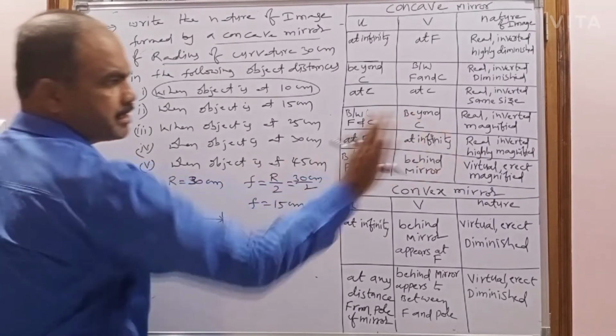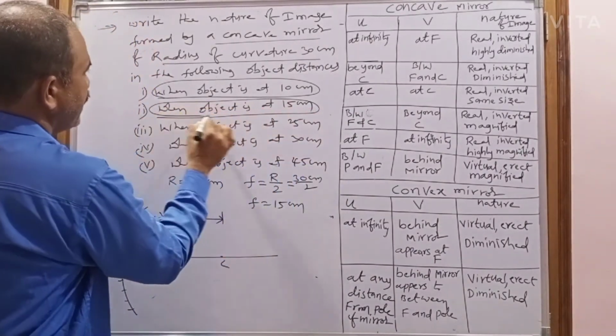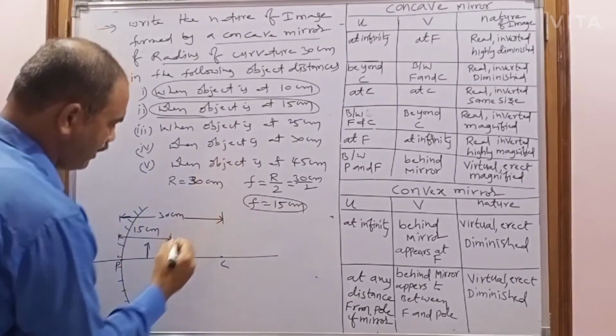Behind the mirror. You can guess the nature also. And next, come to the second. So where is the object? At 15. 15 means what? The focal length distance, F.